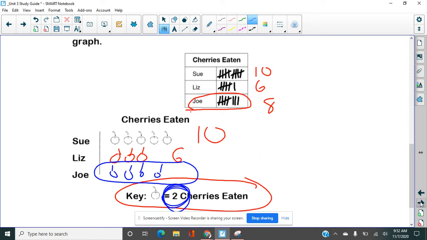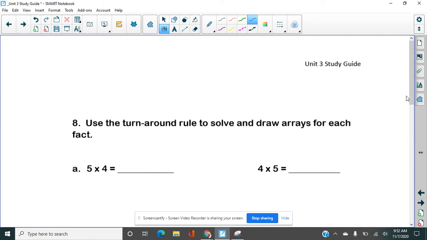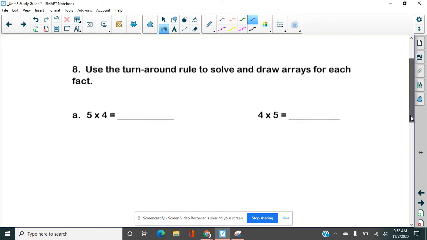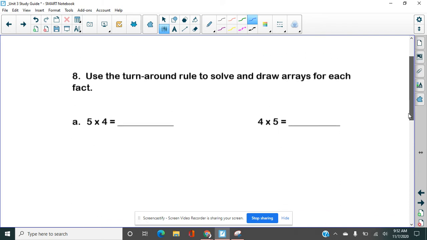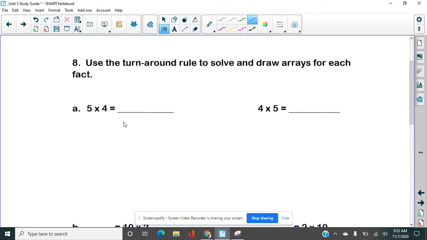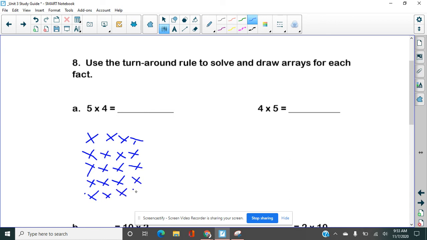All right, let's keep rolling along with our skills that we have worked on. We have worked on a lot of multiplication, especially in the last week and a half here. So we have our turnaround rule to solve and draw arrays for each fact. All right, so 5 times 4. So 5 groups of 4. Each one's going to have 4, 4, 4, 4, 4, right? So I can count by 5s 4 times. 5, 10, 15, 20. 20 is my answer.